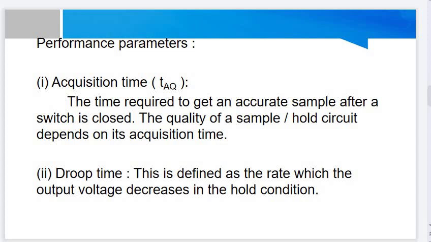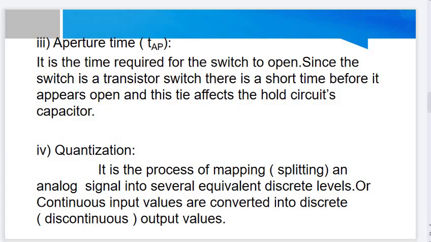Performance parameters. Acquisition time TAQ, the time required to get an accurate sample after the switch is closed. The quality of sample and hold circuit depends on its acquisition time. Droop rate, this is defined as the rate at which the output voltage decreases in the hold condition. Aperture time TAP, it is the time required for the switch to open.